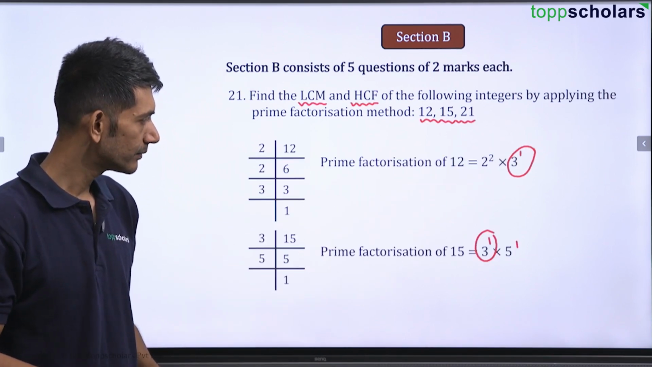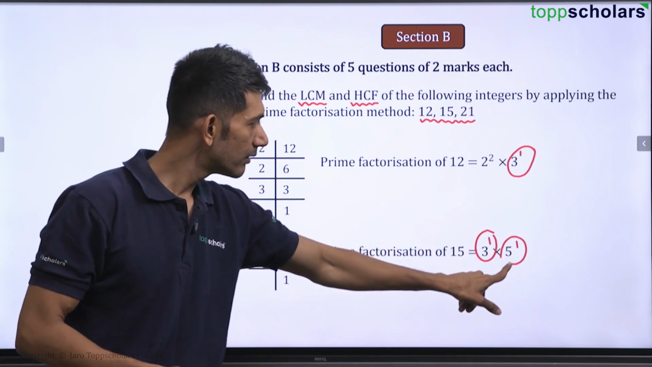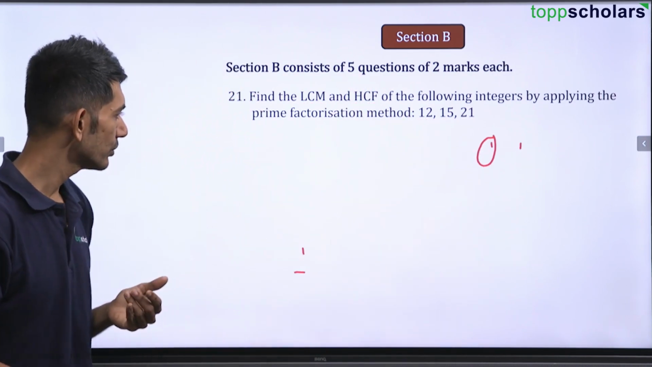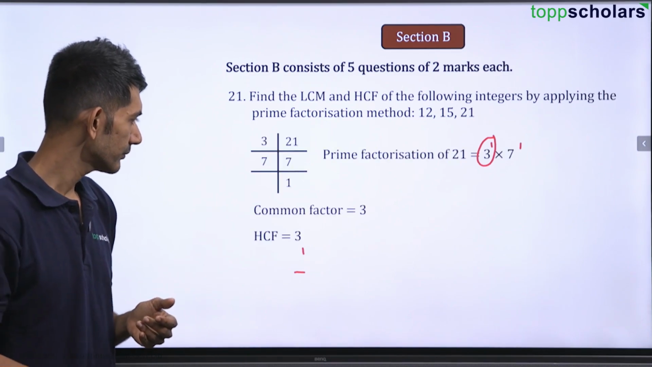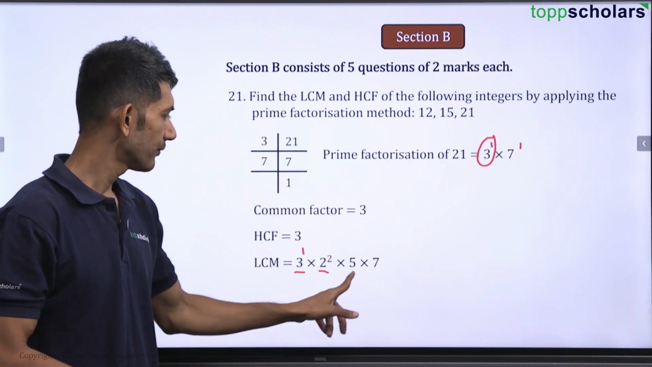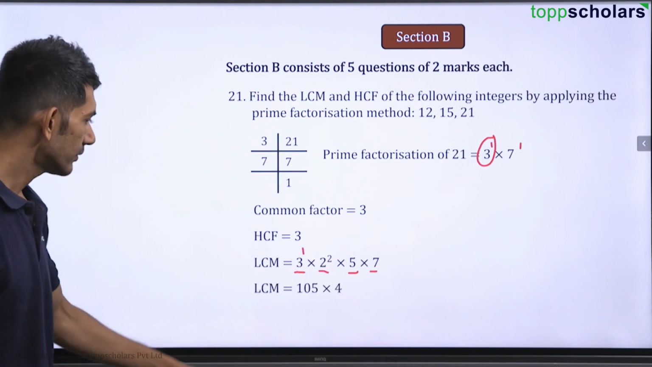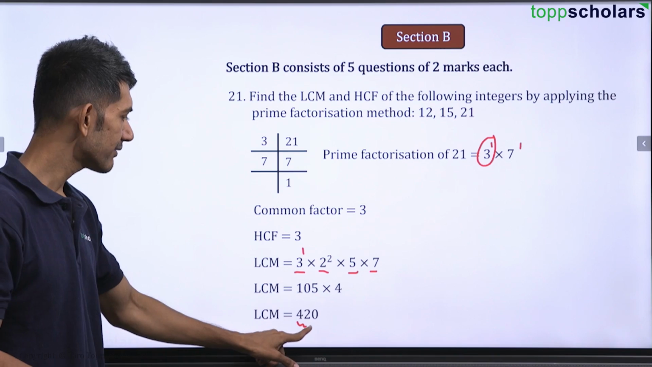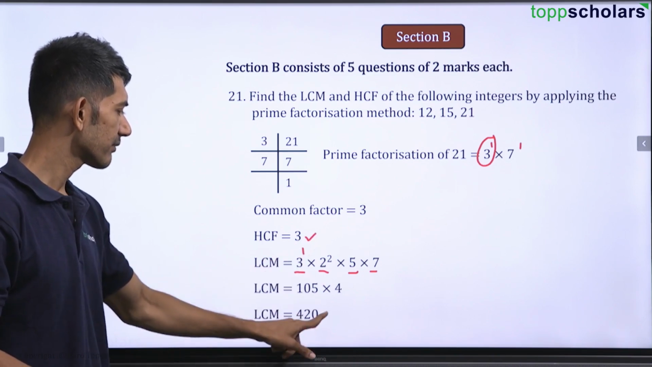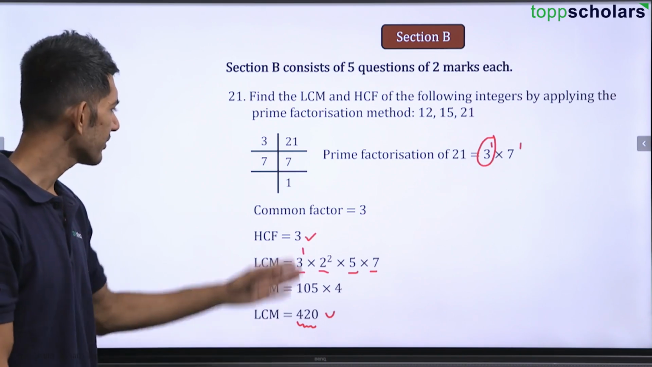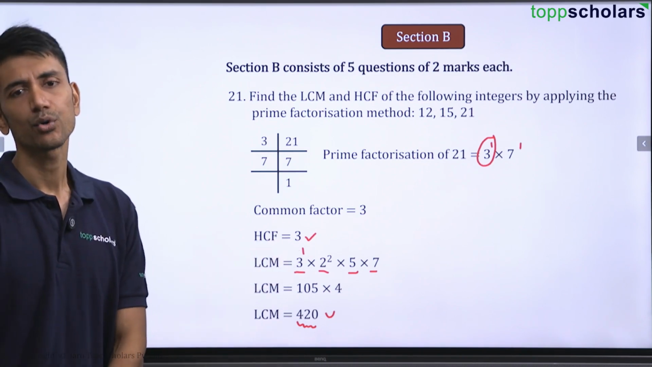If you go back, take 5. Take 2 square. Everything you have to take. So 2 square, 5 and 7. Solve it. You get 420. So the LCM is 420 and the HCF is 3. Simple question. You got the HCF, you got the LCM. That is, HCF is 3, LCM is 420.